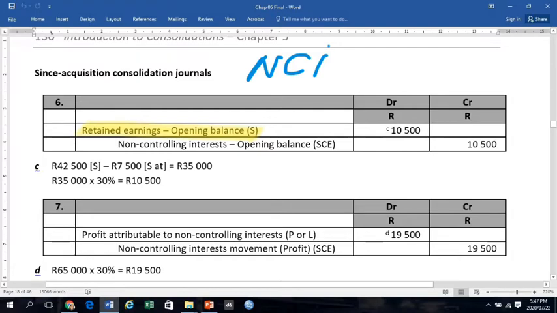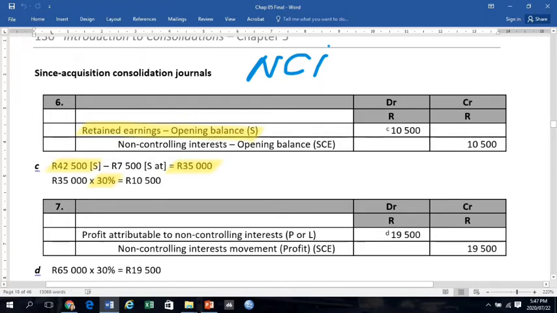To calculate this amount, we start with the trial balance retained earnings opening balance of the subsidiary of 42,500 Rand. That amount includes the at acquisition 7,500, which got eliminated at acquisition date. So the movement since acquisition date is the 35,000 Rand. Of that, 30% is attributable to NCI, giving me an amount of 10,500 Rand.